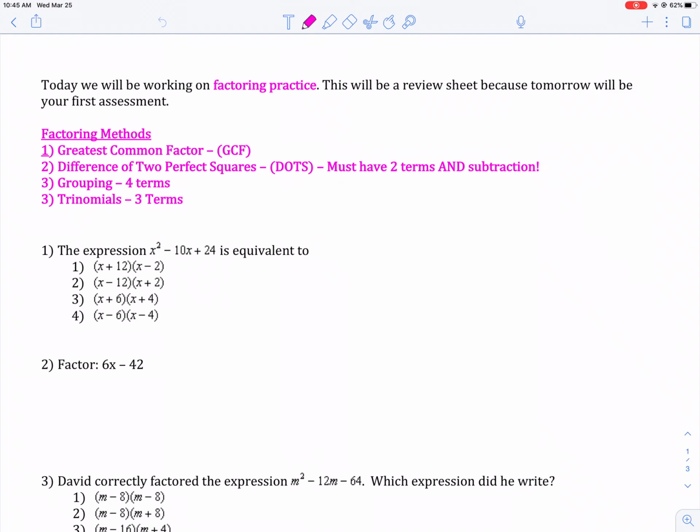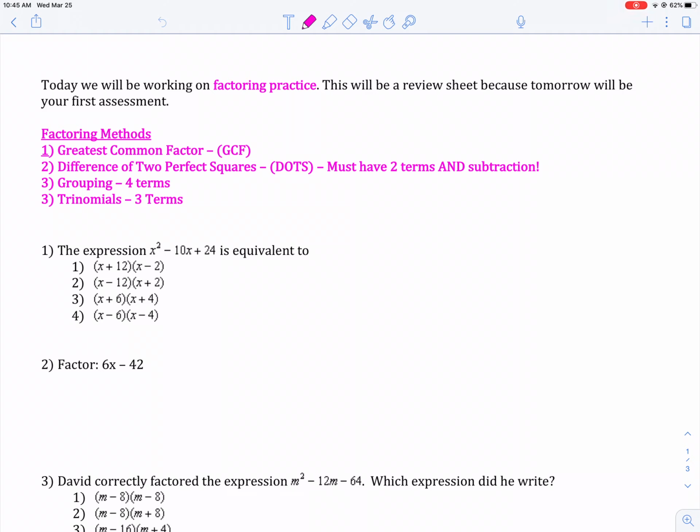Hi everybody, today we're going to be working on a factoring practice sheet, and this is just going to be a little review sheet for you guys because tomorrow you're going to be having your first assessment. Everything you see on today's review sheet is going to be familiar to you. Nothing is new. As of now, we have done 4 different types of factoring methods.